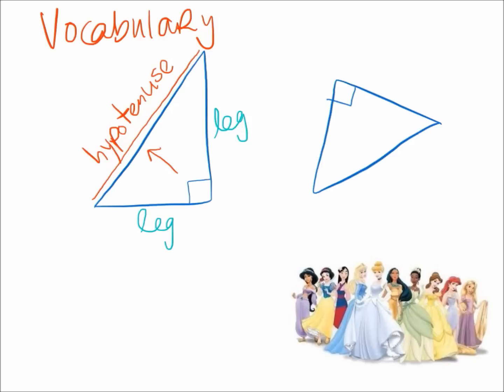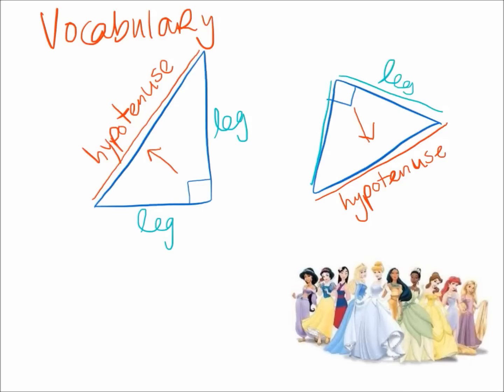Now for this triangle that I've rotated over onto its side, now I'm going to have to think again, what is my definition of a hypotenuse? It's the longest side, the side that is across from the right angle. That means this is my hypotenuse. And then the 2 remaining sides, the sides that are perpendicular to each other, this side and this side, those are my legs. That's the basic information that you're going to need to use the Pythagorean theorem.